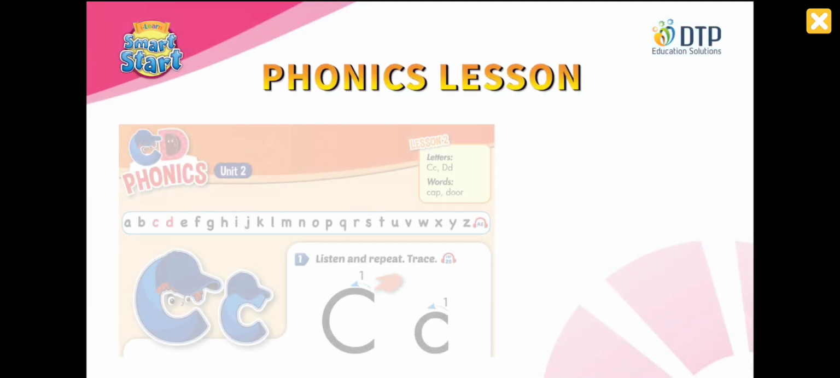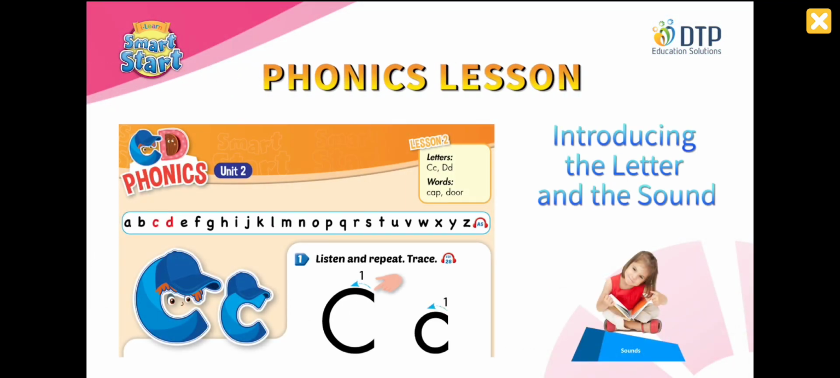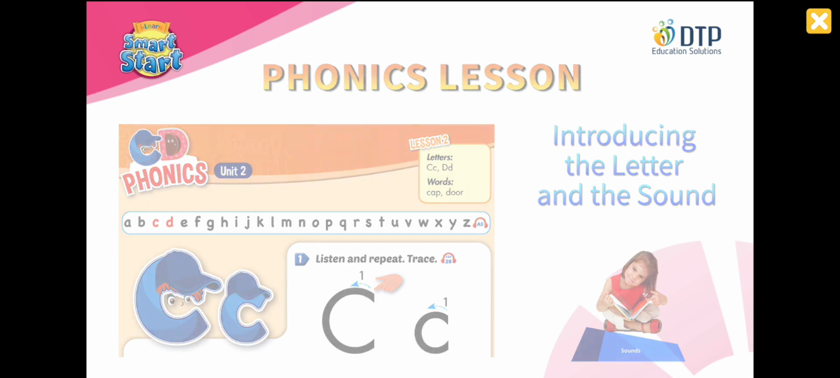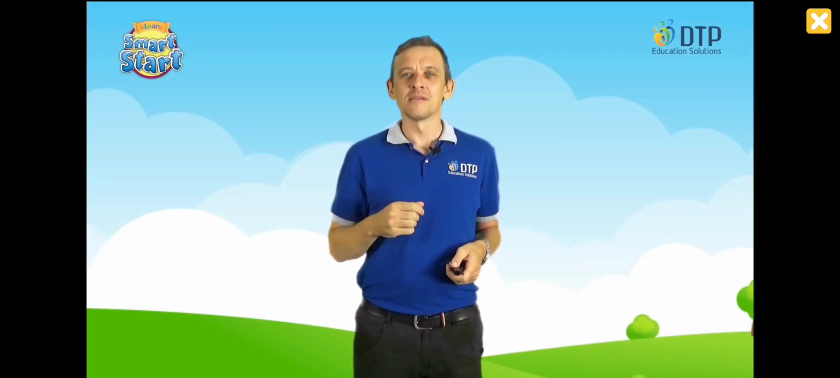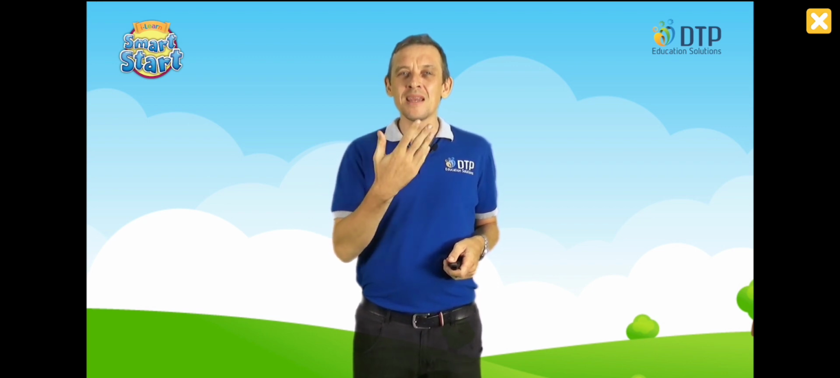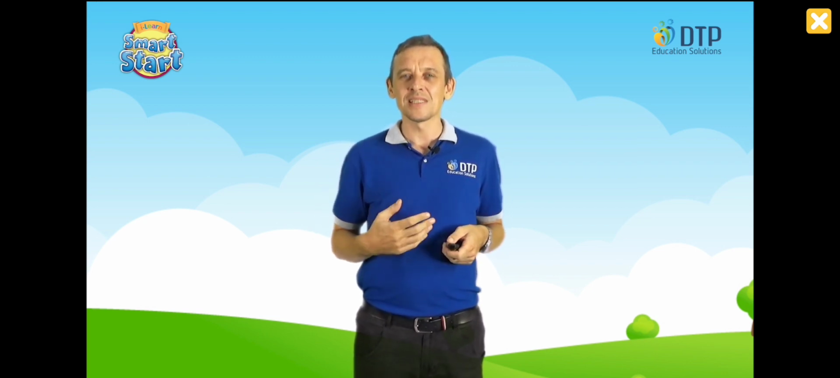Okay, so listen and repeat. The letter C makes the K sound. So have your students repeat K, K, K. And repeat as many times as you can to get them practicing the sound.